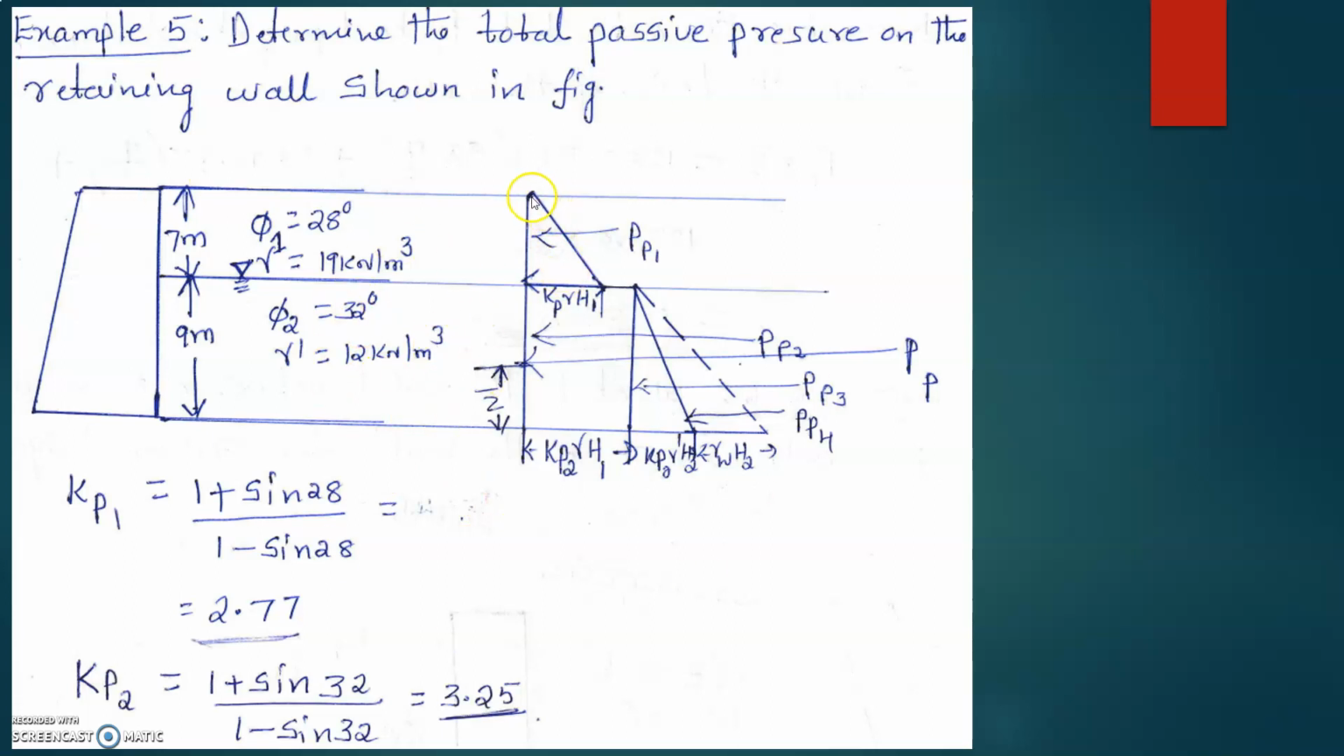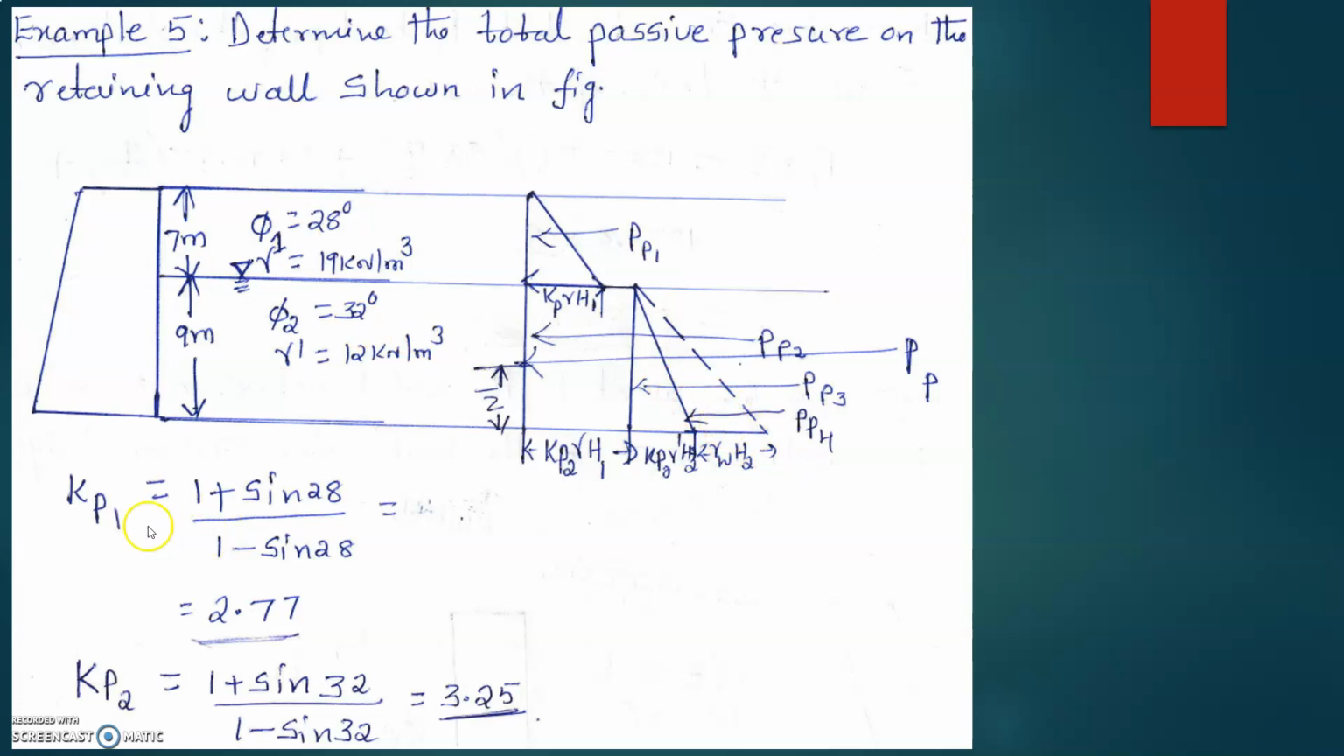Suppose there is a water table here, partially submerged, then it comes exactly like this. But here the phi values are different, so it goes a little like this and comes down. Okay. So this is Kp1 gamma H1 and this is Kp2 gamma H1. Then this is Kp2 gamma dash H2. This is because of submerged soil and this is due to the water pressure.